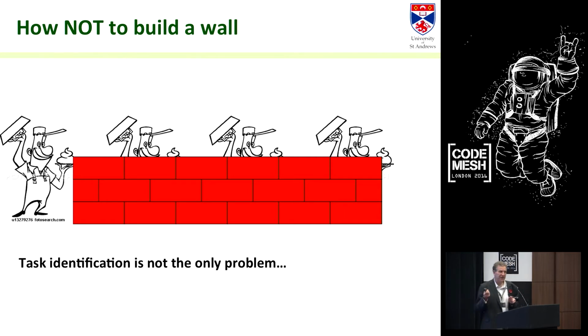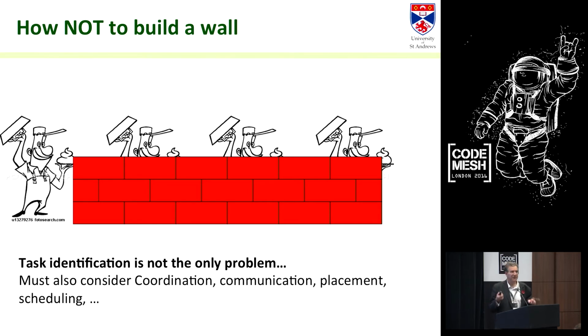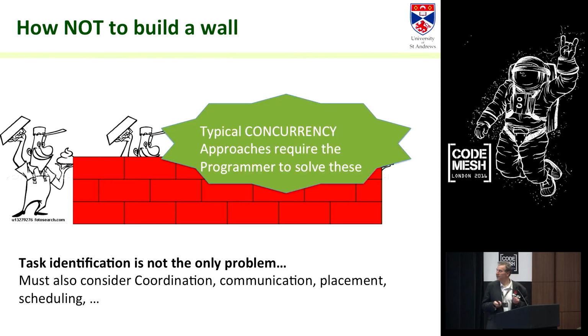So task identification, finding the bricks, is not the only problem. We also have to consider lots and lots of other issues to do with coordination and communication. The bricklayers have to talk to each other. If they don't, their fingers get trapped. We have to worry about where the bricks get placed, which one goes first. We have to worry about which bricklayer does their task first, etc., etc. Huge, complex coordination task. As the programmer, we should not have to deal with that.